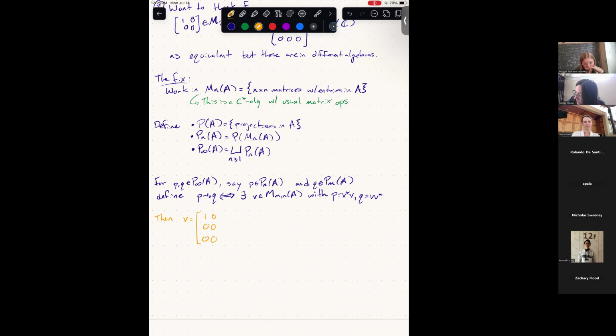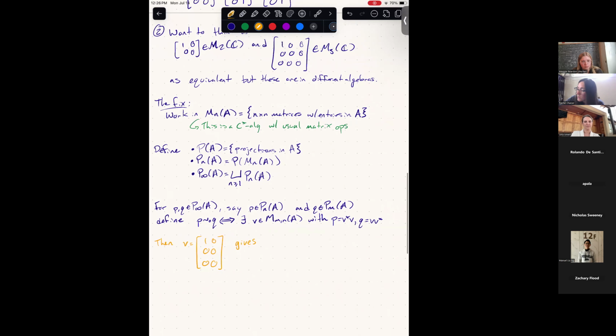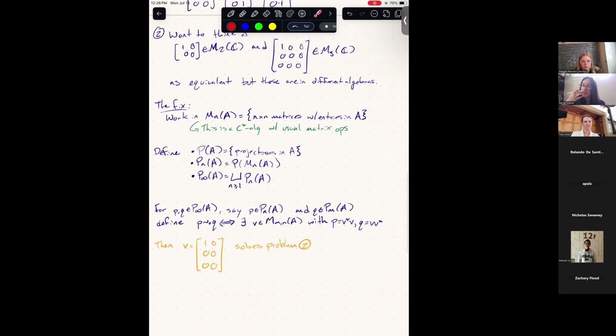This rectangular matrix is going to solve, oh, you can still see it, so I'll say this solves problem 2. This rectangular matrix implements a Murray von Neumann equivalence, or an amplified Murray von Neumann equivalence, between our 2 by 2 matrix here and our 3 by 3 matrix up here. So it solves problem 2.